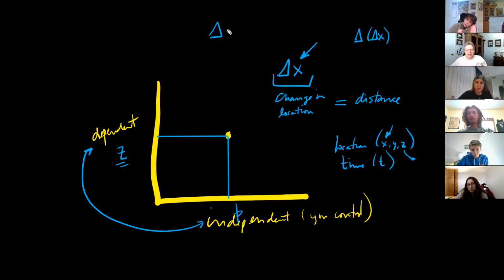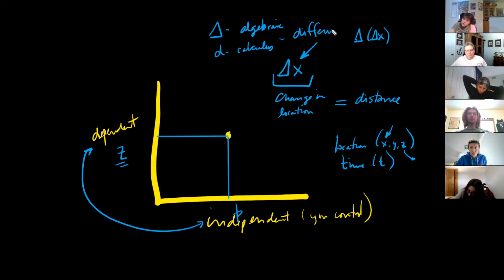So what we're saying is that delta is algebraic, and D is calculus. It both means a difference. So when you see D or delta, in other words, if I were giving you a test and I said, let me do it this way.